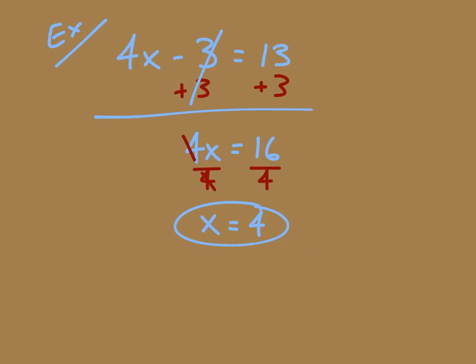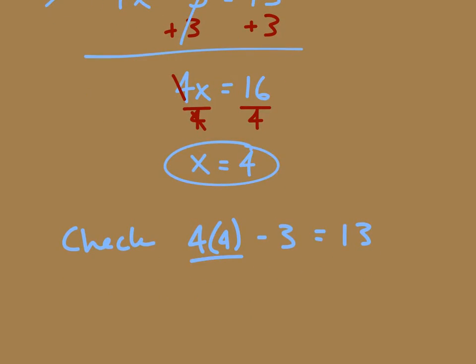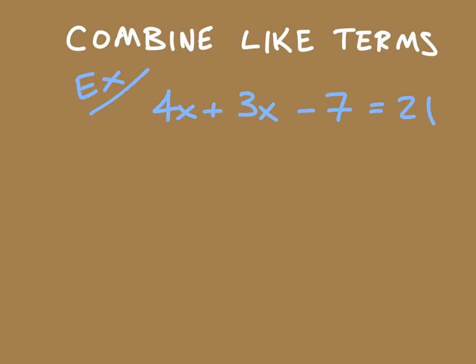Now, we can always check our solutions, and we can do 4 times 4 minus 3. Does that give us 13? Now, 4 times 4 is going to give us 16 minus 3. Does that give us 13? And we get 13 is equal to 13. That's true, so we're good, okay?